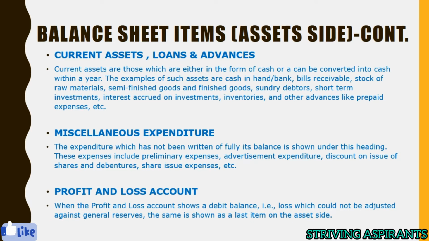And the final head is profit and loss account. If there is a debit balance of profit and loss account amount, then that loss which could not be adjusted again in general reserve, which will be shown under this head.